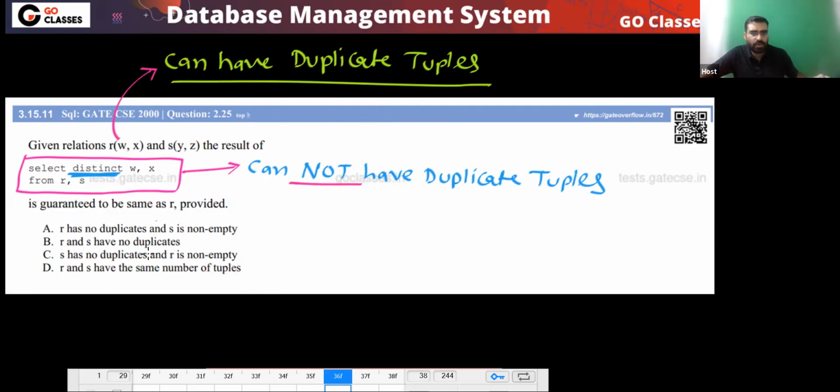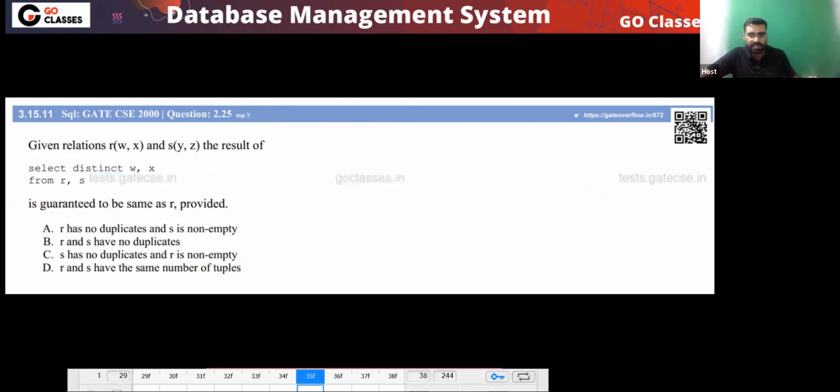Anyway, this is the first point. Is this clear? The first point you have to remember is that R can have duplicate tuples, but the result can never have duplicate tuples. Now the second point.